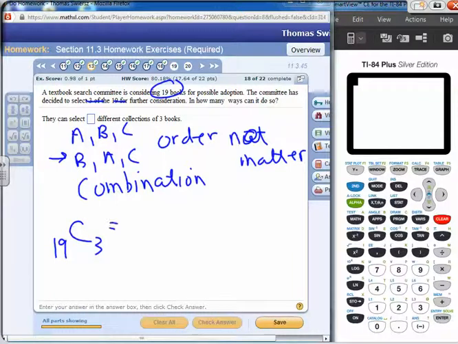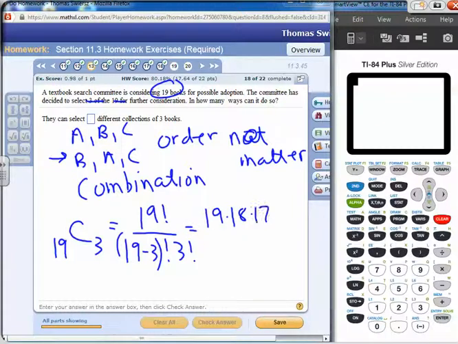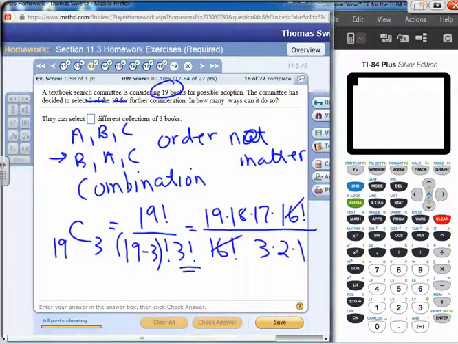All right, so we're going to solve it with C, and we have a total of 19 books and we're selecting 3. The formula is 19 factorial divided by 19 minus 3 factorial times 3 factorial. 19 factorial is 19 times 18 times 17, and 19 minus 3 is 16 factorial. The 16 factorials cancel, so we don't have to write them out. And 3 factorial is 3 times 2 times 1. So our answer is simply 19 times 18 times 17 divided by 3 times 2 times 1.